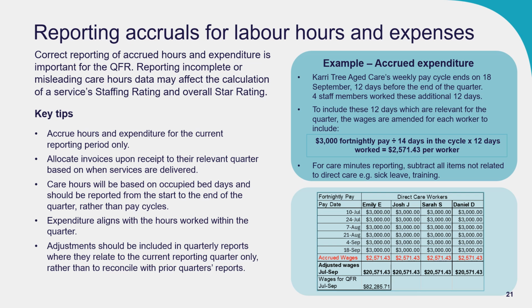Shown on the right is a brief example of accrued expenditure for pay cycles. Since the pay cycle straddles 2 separate quarters, Curry Tree Aged Care must ensure the 12 days in the current quarter are included, not the full pay cycle which includes days from the next quarter. To do this, take the full pay amount divided by the days in the pay cycle, multiplied by the number of remaining days in the quarter. In this example, we have only 12 days of the $3,000 fortnightly pay included, or $2,571.